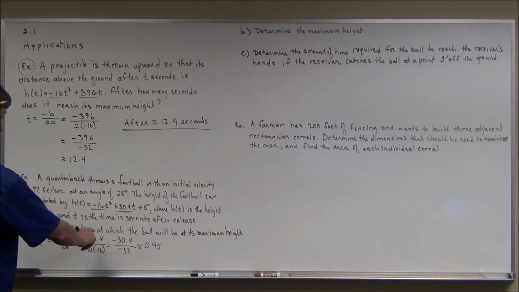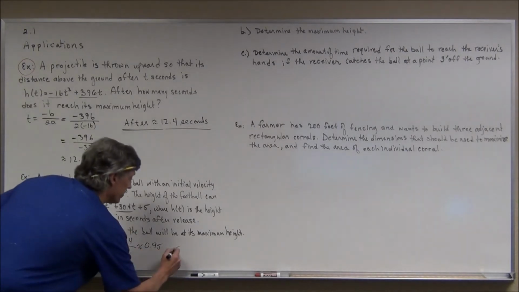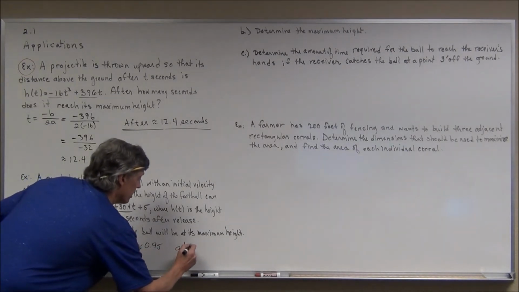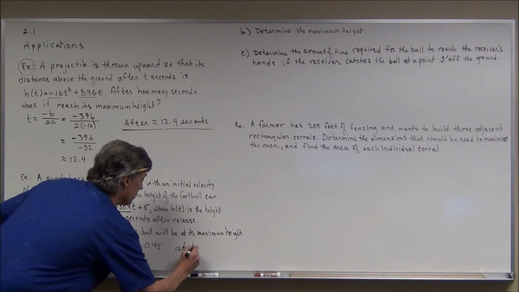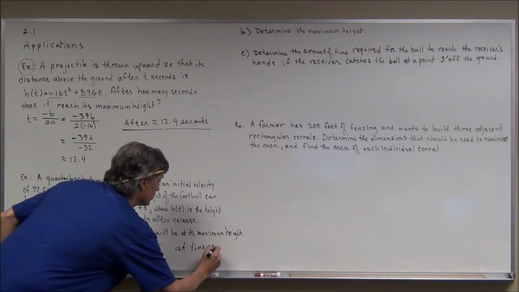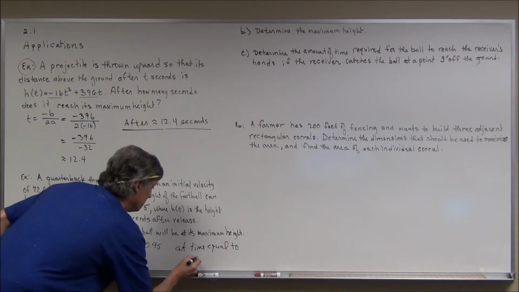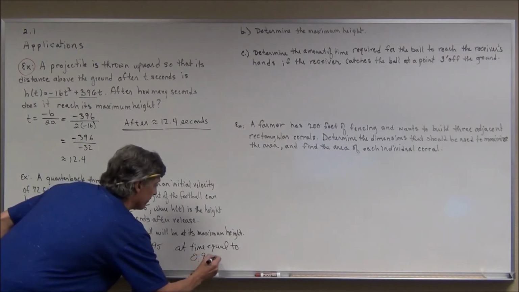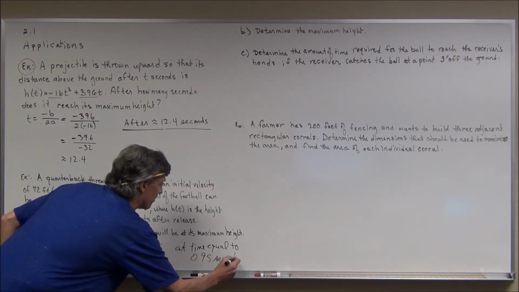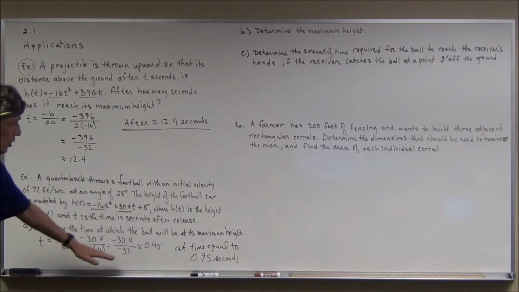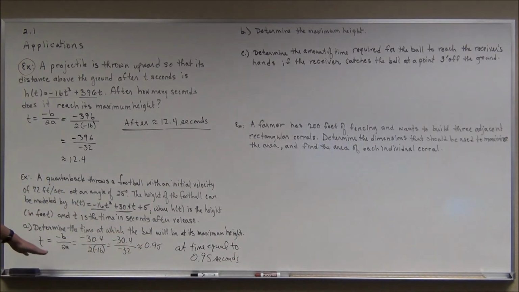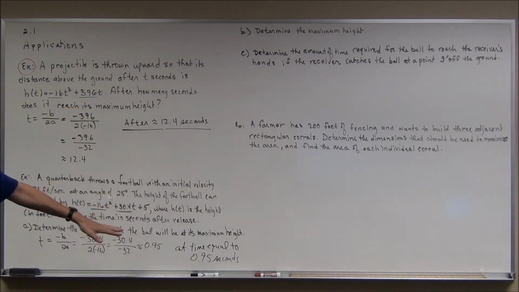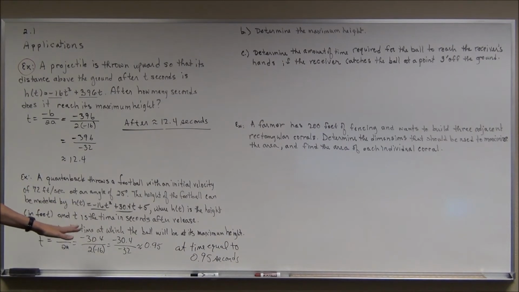So it says determine the time at which it will be at its maximum height. The time is equal to 0.95 seconds. Now, it is a story problem, and if I wasn't hurting for space down here, I would probably write this answer out in a short sentence. I could have done the same thing here. I kind of got lazy there. Usually I like to write the short sentence to answer the problem.